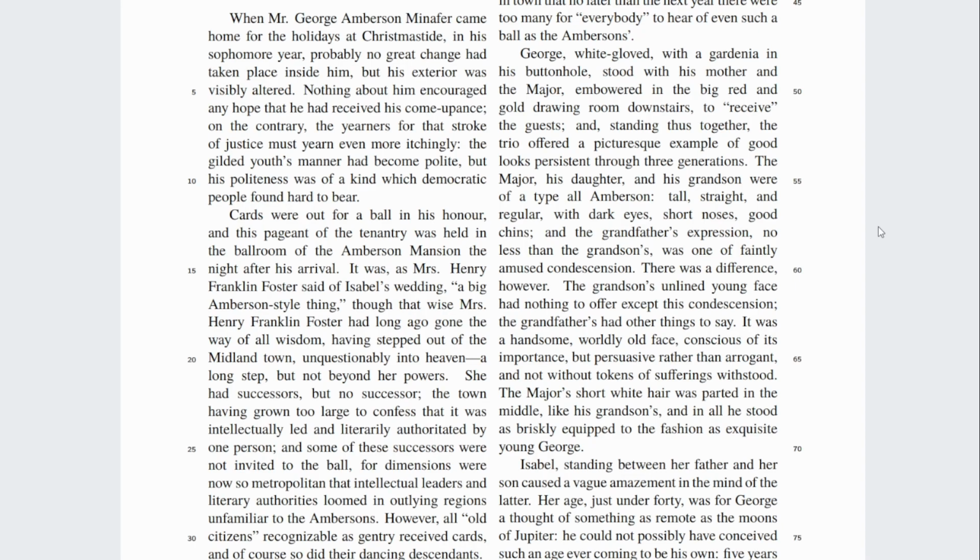There was a difference, however. The grandson's unlined young face had nothing to offer except this condescension. The grandfather's had other things to say. It was a handsome, worldly old face, conscious of its importance, but persuasive rather than arrogant, and not without tokens of sufferings withstood. The Major's short white hair parted in the middle, like his grandson's, and in all he stood as briskly equipped to the fashion as exquisite young George.